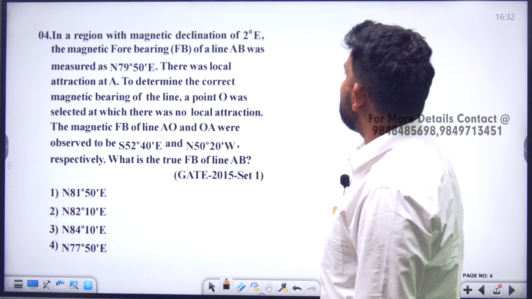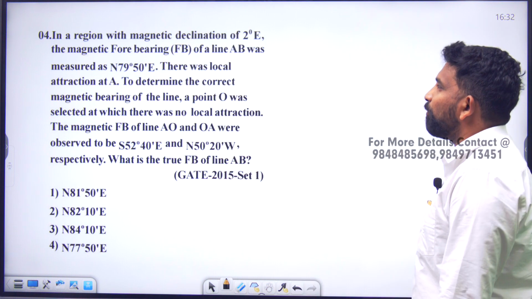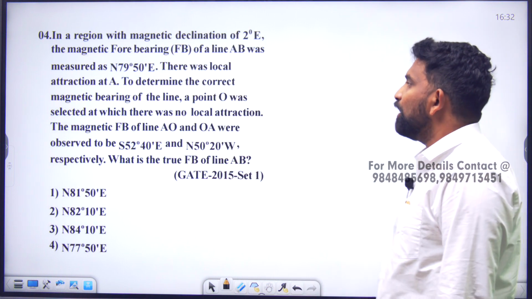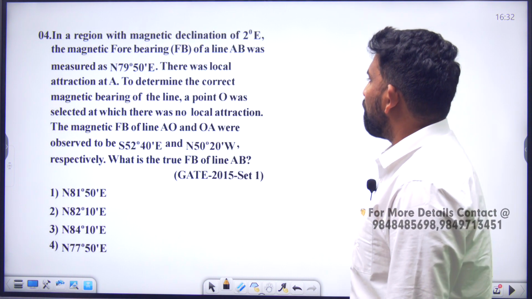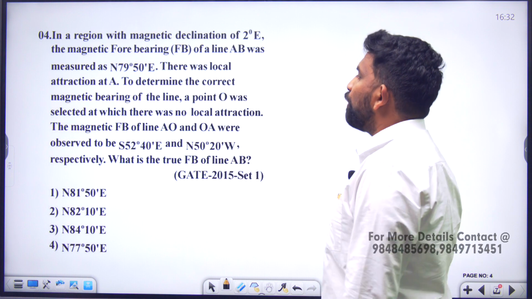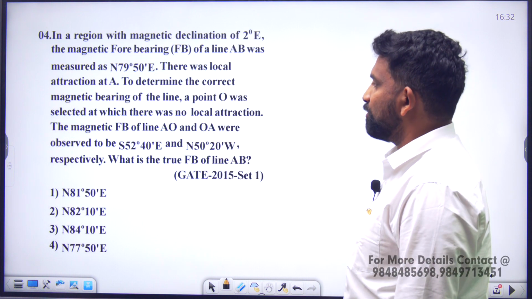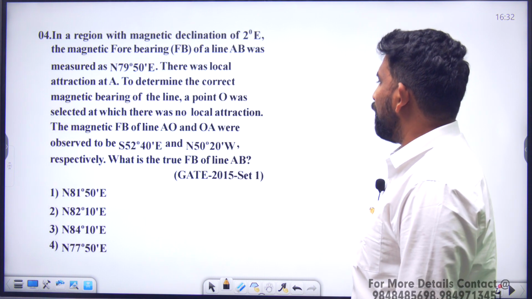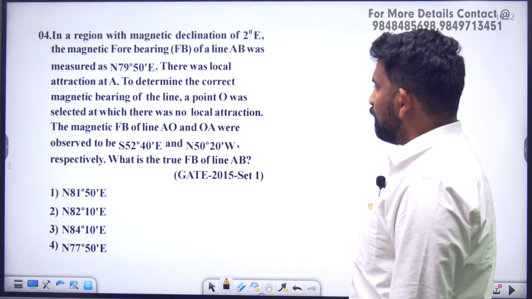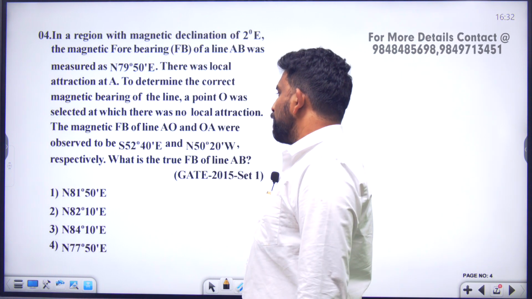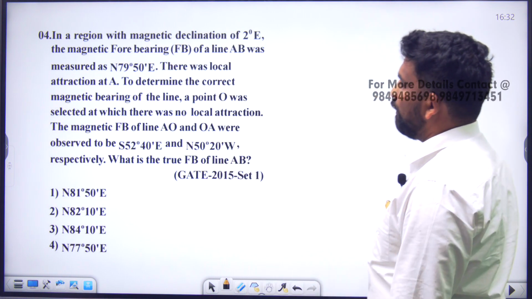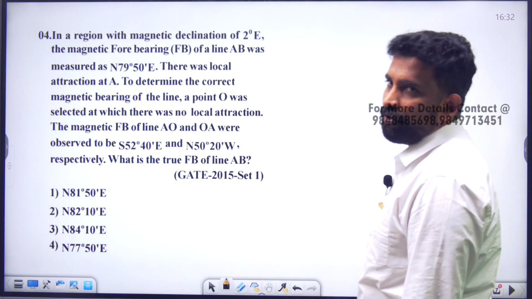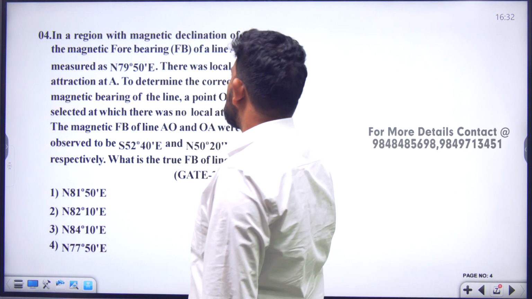In a region with magnetic declination of 2 degrees east, the magnetic forebearing of a line AB was measured as north 79 degrees 50 minutes east. There was a local attraction at A. To determine the correct magnetic bearing of the line, a point O was selected at which there was no local attraction. The magnetic forebearing of a line AO and OA were observed to be south 52 degrees 40 minutes east and north 50 degrees 20 minutes west respectively. What is the true forebearing of line AB? Good question. So the next question was given here.